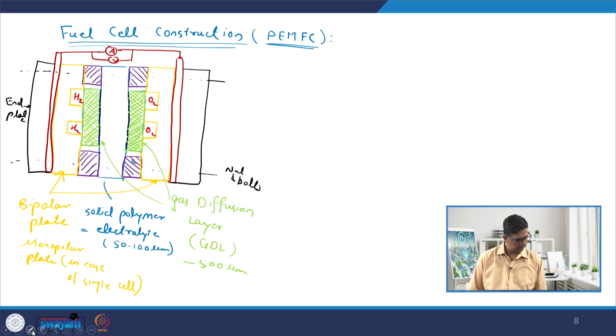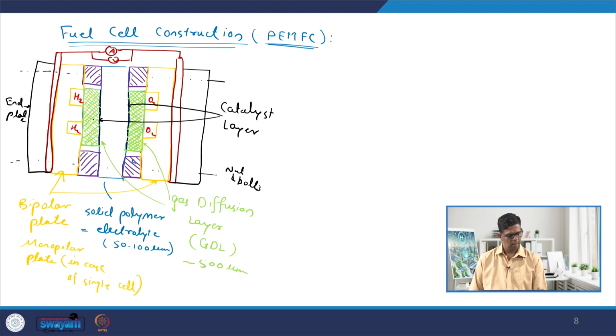So, as I have already mentioned, this is my catalyst layer. Let me write it here. Catalyst layer, which is this and this. This has typical thickness of 10 microns. These are very approximate numbers. And so, as we know, once the hydrogen is supplied on this side, this forms the anode. Hydrogen side is basically anode, and then we have the cathode where the oxygen is supplied.